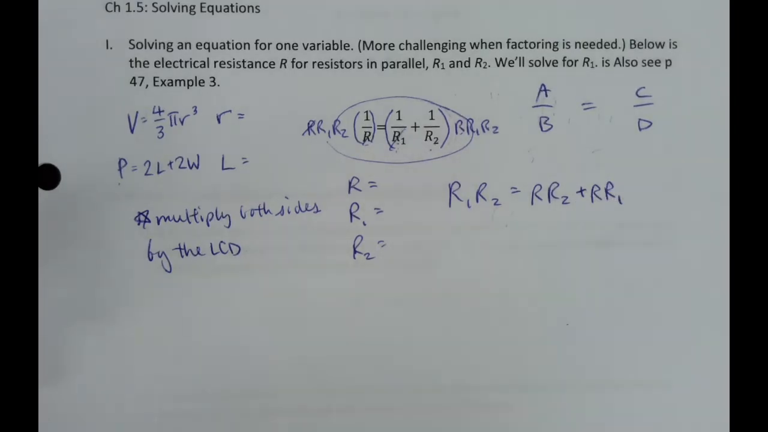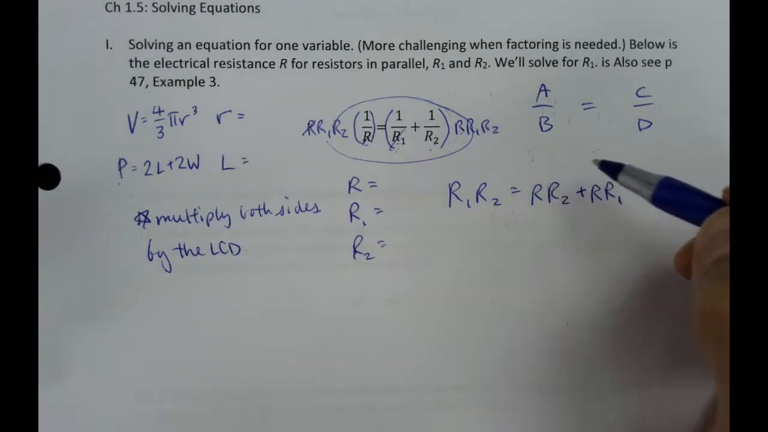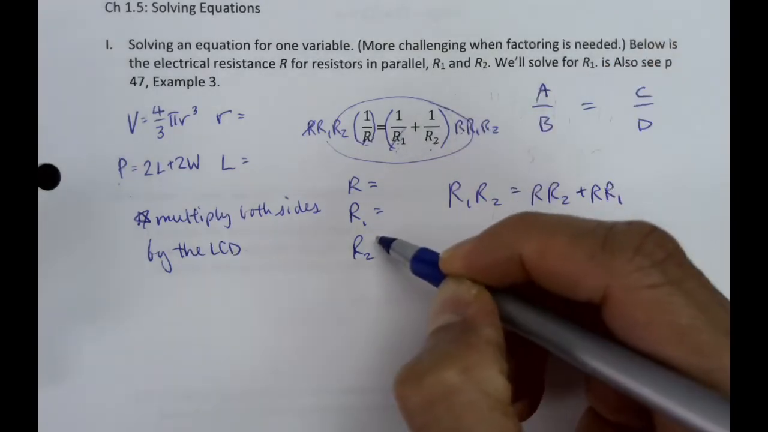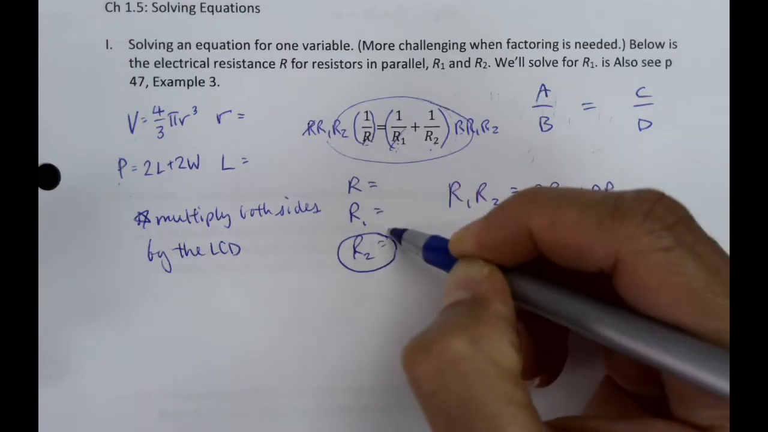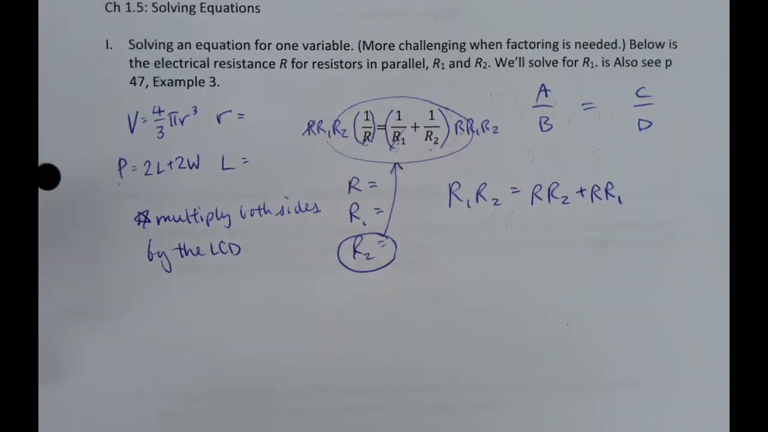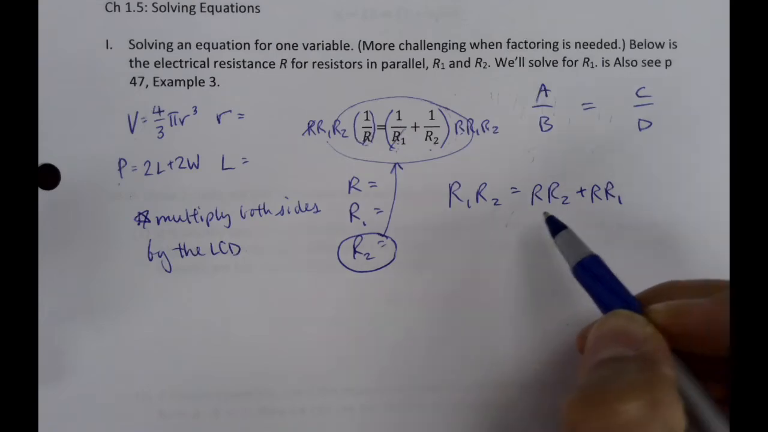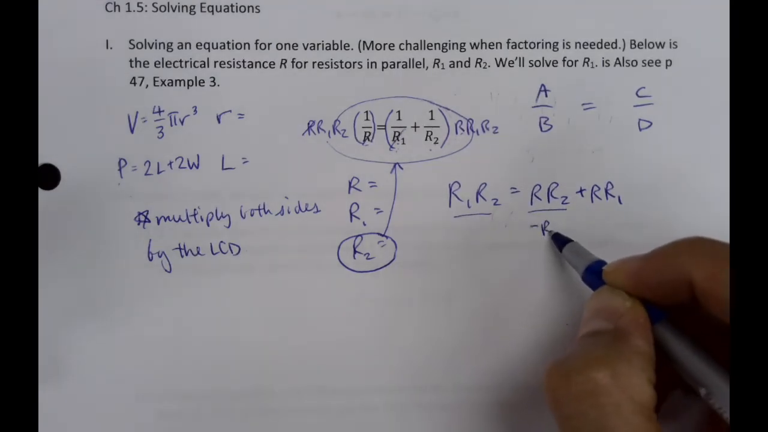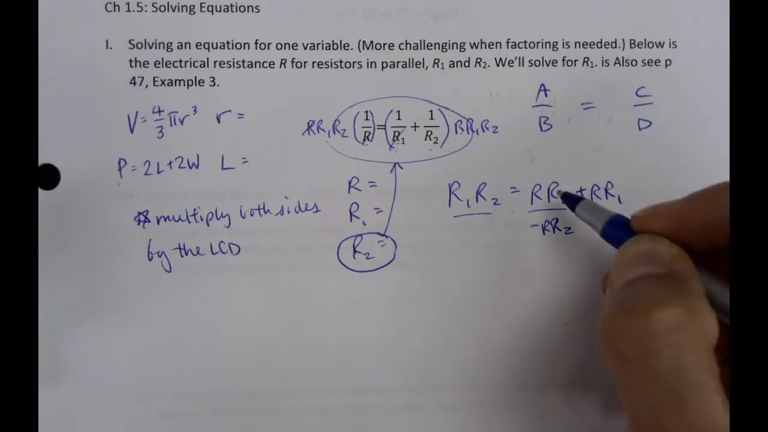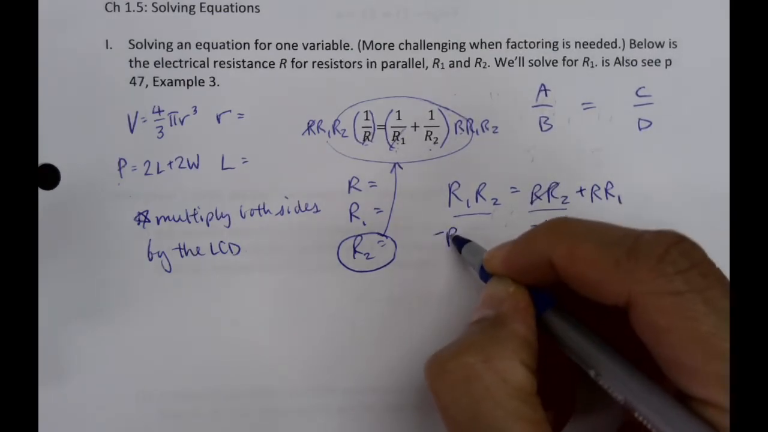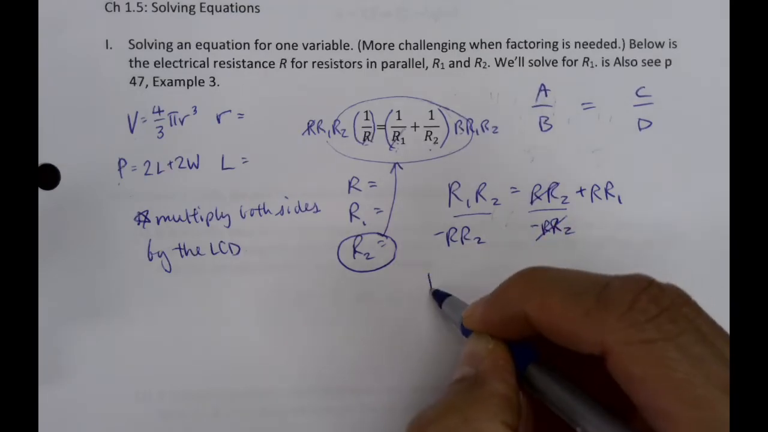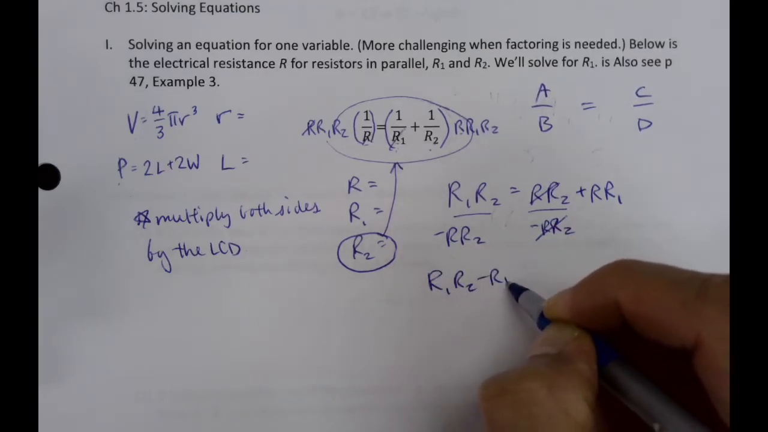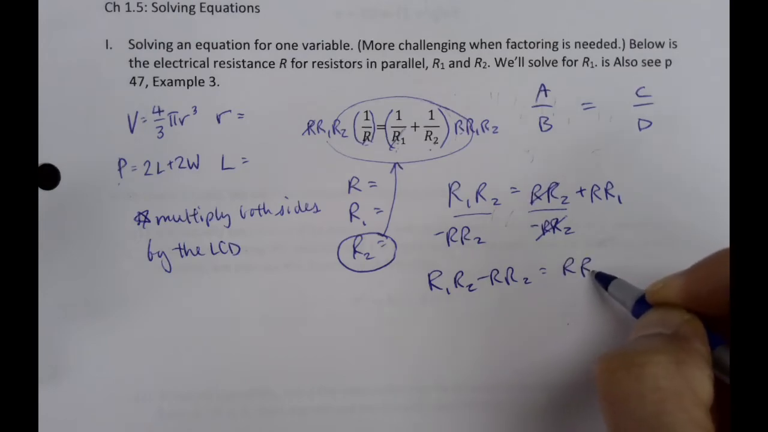All right, so let's say, for this example, let's say I'm solving for r2. I want to state this relationship, but r2 in terms of the others. So for that, I want to bring all of my r2 terms over to one side. So I'm going to subtract r2 from this side and from this side. So that will give me r1, r2 minus r2 is equal to r1.